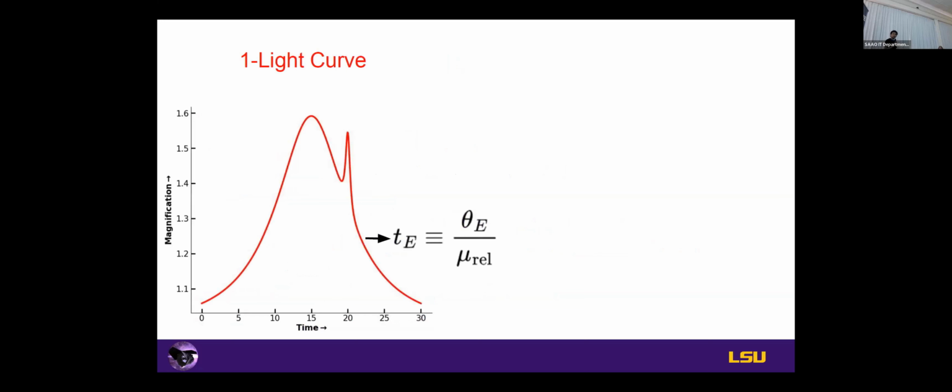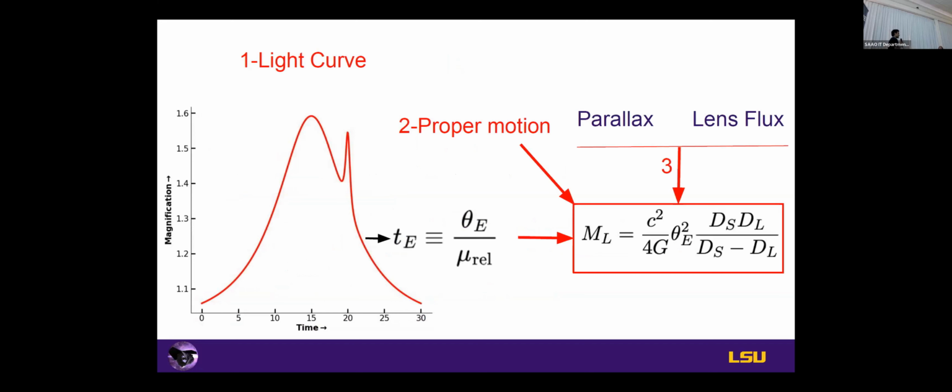So we know that the light curve gives us the duration of the event, which is basically the light crossing time over the Einstein angle. And if we want to measure the mass of the lens, then we require some other information as well because of the degeneracy of the lens mass parameter. If we know the proper motion, then we can invert the relation and get the Einstein angle. And out of parallax or lens flux, if we have one of them, then we can break the degeneracy and constrain the mass of the lens.